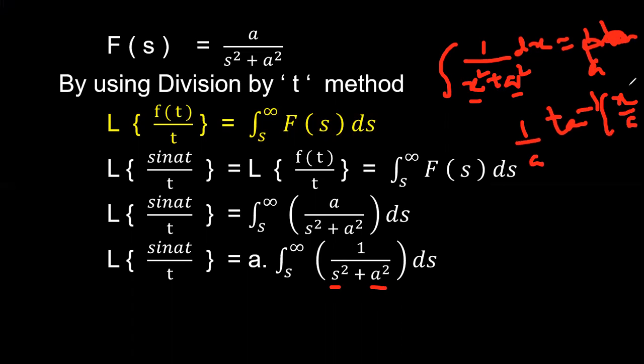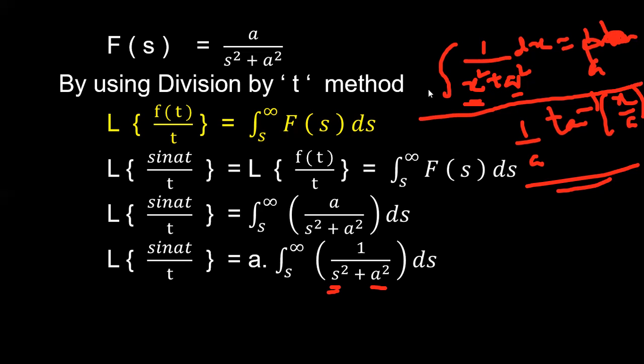1 by a tan inverse of x by a. This is the formula for this type of integral form. Integration of 1 by x square plus a square can be written as 1 by a tan inverse of x by a. In place of x, we'll have the s term. So simply apply this formula to this integral function.